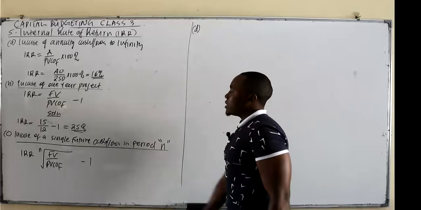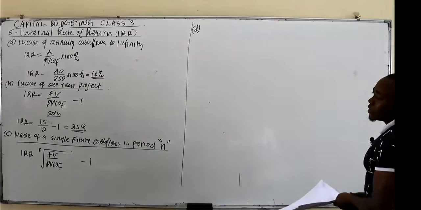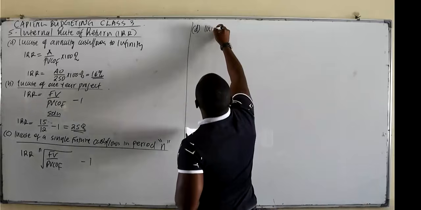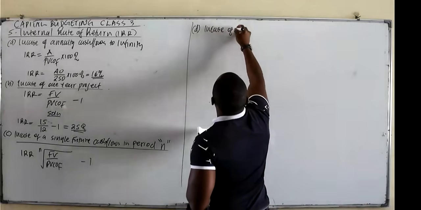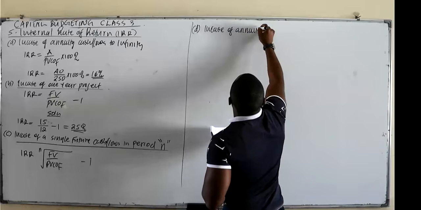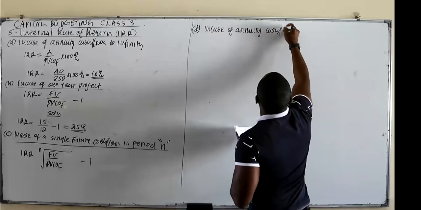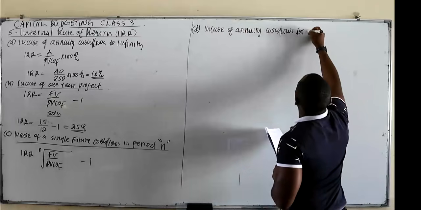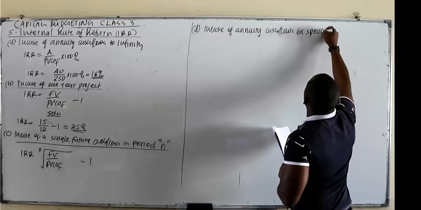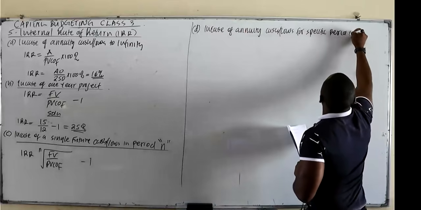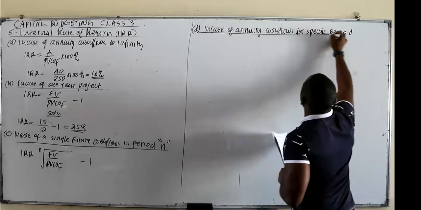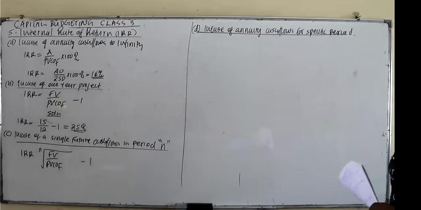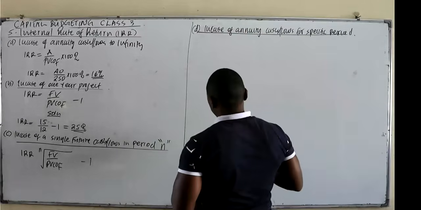So number C, in case of a single future cash flow in period N, that's the formula. Then number D, in case of annuity cash flows for a specific period.